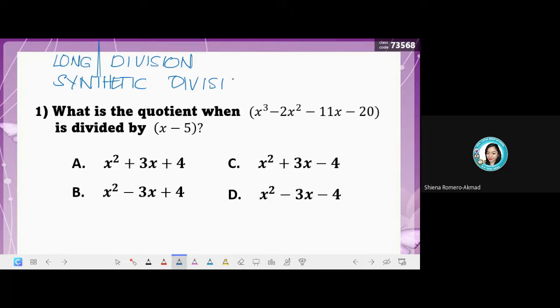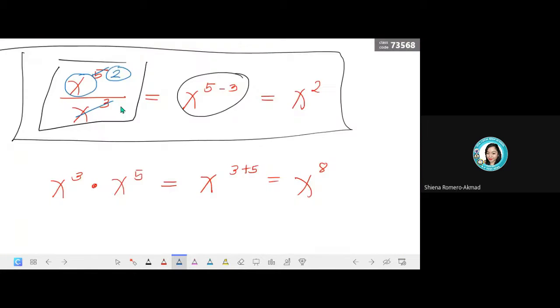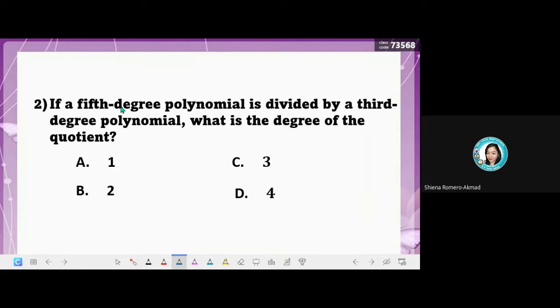So, of course, sa tingin ninyo, sa pangalan pa lang, anong mas madali? Long or synthetic? Diba? A lot of you would say, for sure, ma'am, dun tayo sa synthetic kasi ayaw namin ng mahabang procedure. Yes, anyone would say that. Okay? So, tingnan muna natin kung ano yung masasagutan natin. Si Juan, hindi pa natin masasagutan. So, let's proceed to number 2.